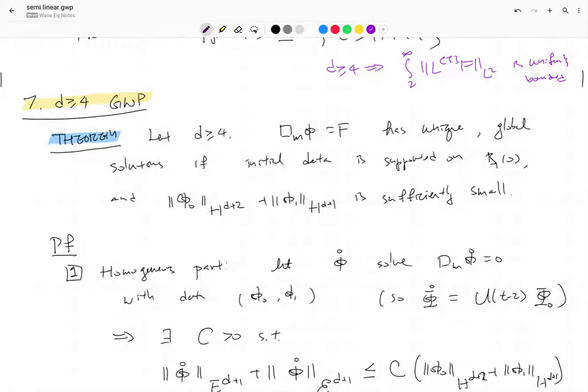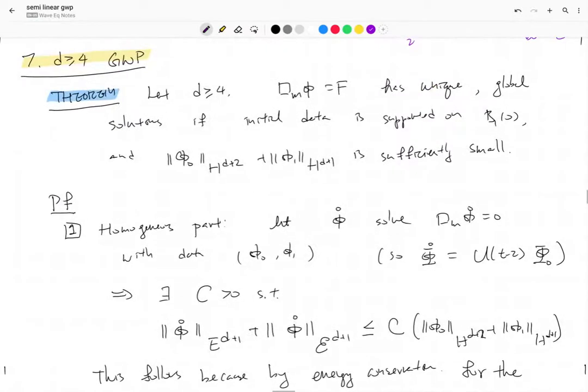Okay, so first let's look at the homogeneous part. We're going to try to do the contraction mapping argument. To do a contraction mapping argument, there's going to be a homogeneous part and an inhomogeneous part. Let's look at the homogeneous part first. The homogeneous part is the linear part, and we're going to look at it by thinking about the solution phi ring, to be the solution to box m phi ring equal to 0, the linear solution to the linear equation with initial data phi naught, phi 1, so initial data at t equal to 2. In other words, the corresponding capital phi naught is the part that's u at t minus 2 of phi naught.